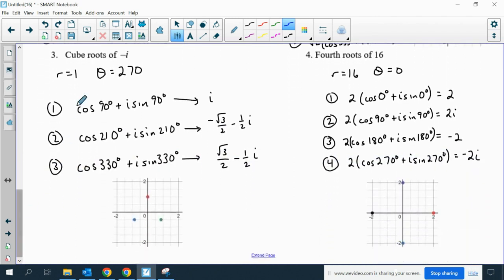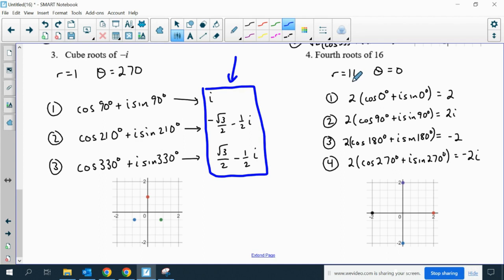Cube roots of -i. The radius is 1 and the angle is 270, so I divide 270 by 3. The cube root of 1 is just 1. So I have cosine 90 plus i sine 90. Then I add 120 twice because 360 divided by 3 gives me 120. So that's why I end up with these three. And notice that since these angles are nice, I might be able to convert them into regular complex form. So the directions might tell you to do that.